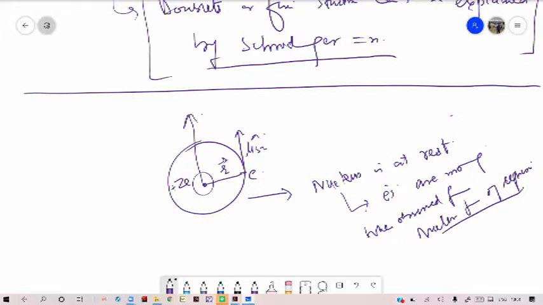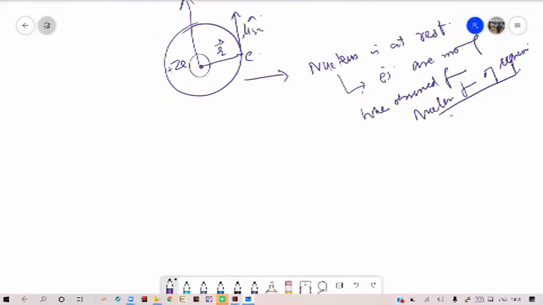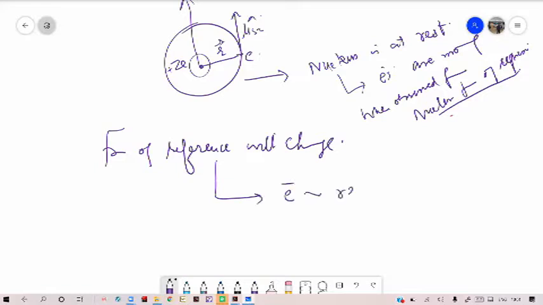But what happens when you observe the nucleus from the electron's frame of reference? The frame of reference will change. In this case, the electron will be treated at rest and the nucleus will be moving with respect to the electron. So the nucleus has an orbital motion around the electron. This is an important point you have to understand for the spin orbit interaction.